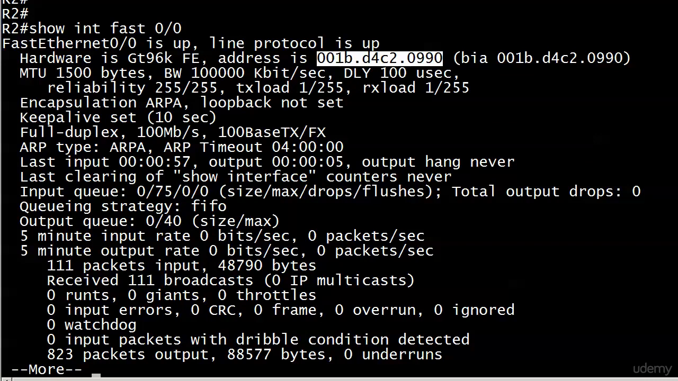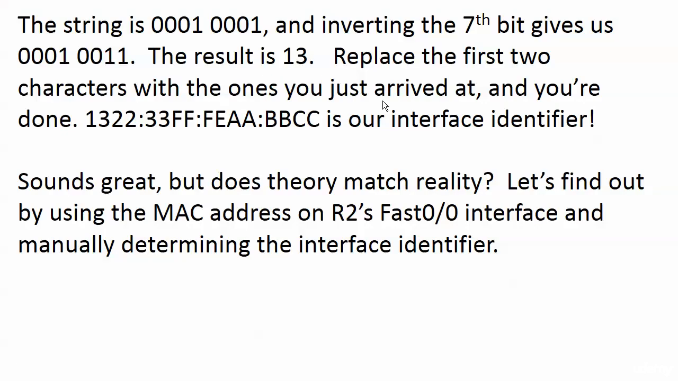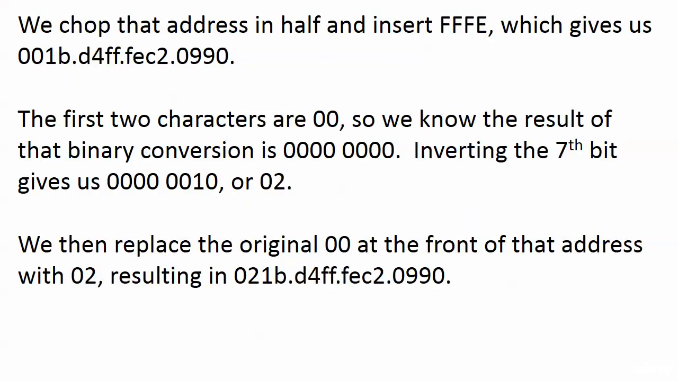So knowing what you know, go ahead and stop the video and come up with what you think the interface identifier is. You're going to need to pause the video because I'm going to rock and roll and keep moving. We chop that address in half, put in FFFE, and that gives us 001B, D4FF, FEC2, 0990.